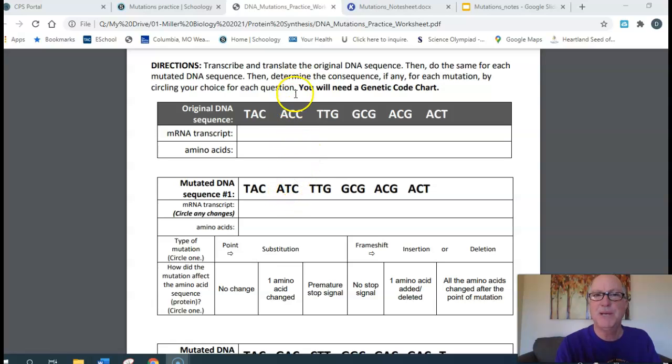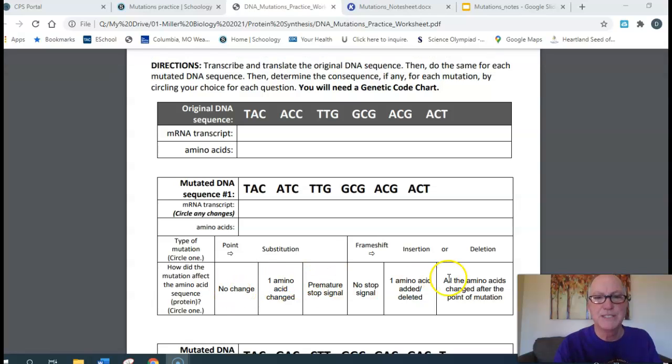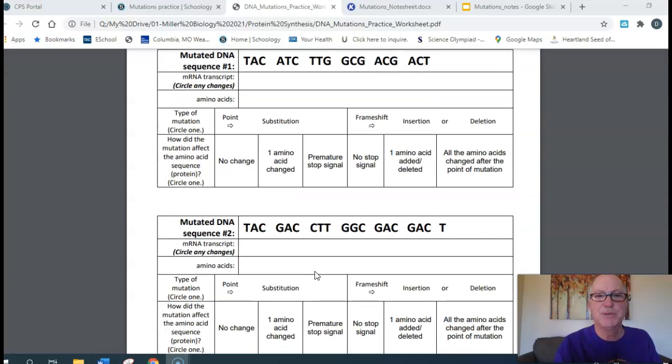So you compare it, always go back and compare it to this DNA. Come up with what mRNA will look like, what the amino acids would look like, and then circle one of these. Was it a substitution mutation, an insertion, or a deletion? And then how did it affect it? Was there no change in the amino acids, one amino acid changed, and so forth? So circle one of these. And they're going to ask you to do that for a number of different mutations. So work that practice problem, and there is an answer key up on Schoology. So work that, and I hope this helps.